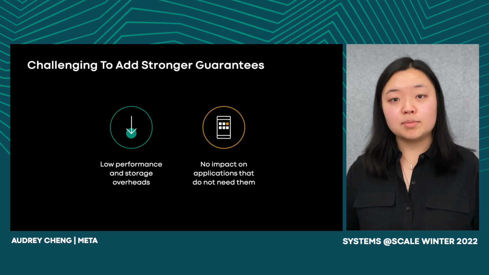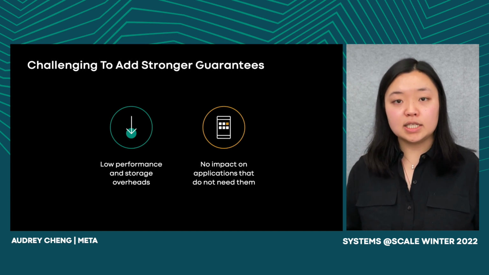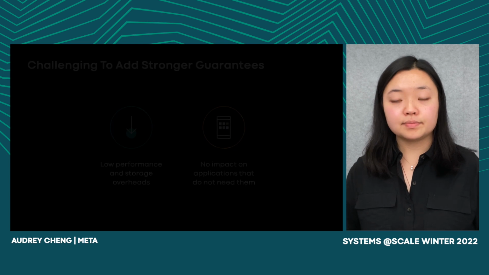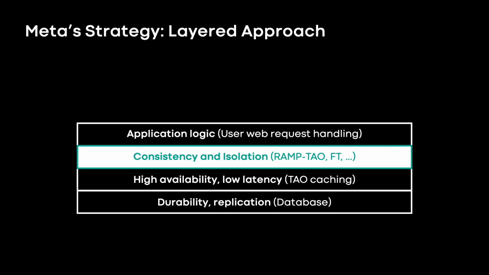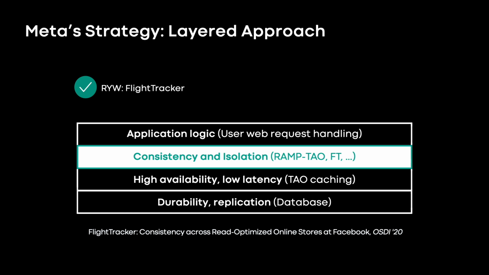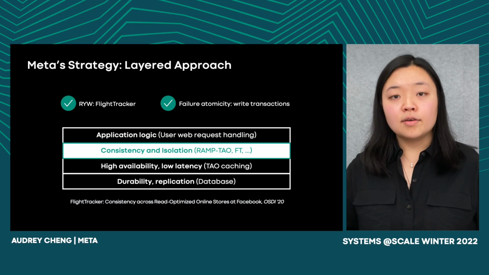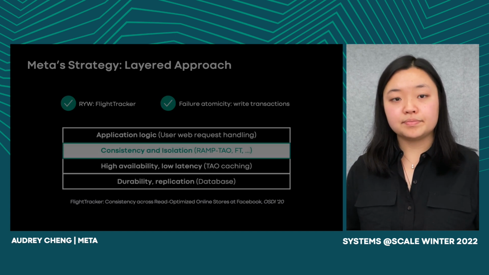A strawman solution could be to overhaul TAO's replication protocol and enforce these guarantees synchronously, but this would lead to unacceptably high overheads. Meta's strategy has been to layer these guarantees on top of the system to retain its reliability and efficiency. For read-to-write consistency, there is now a system called Flight Tracker that ensures this guarantee for TAO as well as other data stores, and more information can be found in a 2020 OSDI paper. For failure atomicity, write transactions have been added to TAO, and we'll cover these briefly.